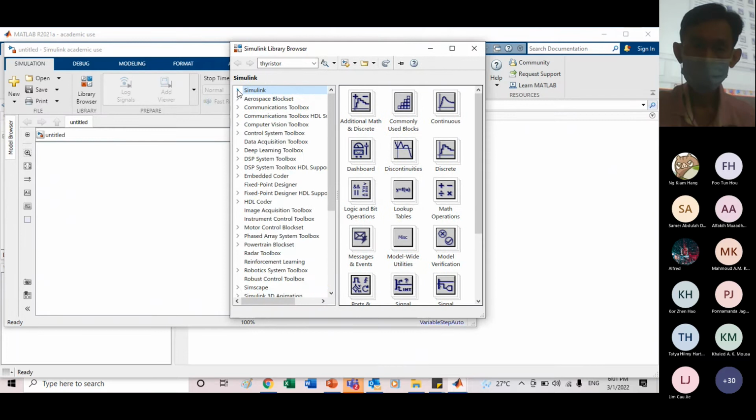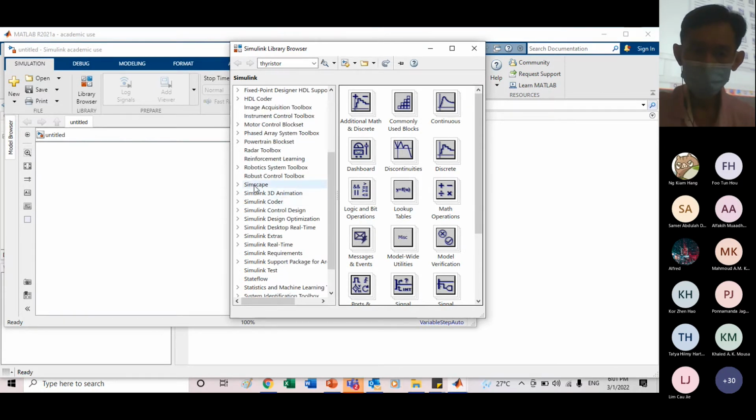Okay, obviously you need to install the entire Simulink. That is the most important one. And you need to install Control System, because you want to tune the PID, you need Control System, okay?